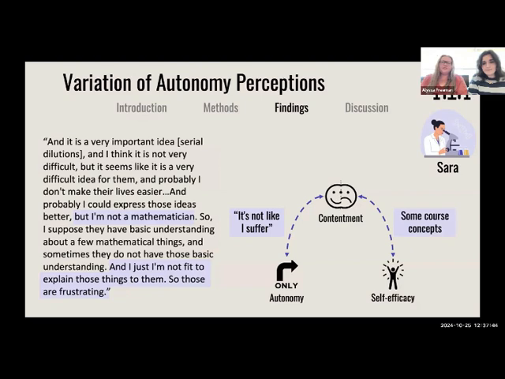And so here, Sarah is expressing some lack of confidence and being dissatisfied with teaching some particular course concepts. And she was a microbiology GTA. And so in particular, she was specifically talking about serial dilutions and not feeling like a mathematician and not feeling fit to explain those to students and experiencing some frustration and dissatisfaction with that.